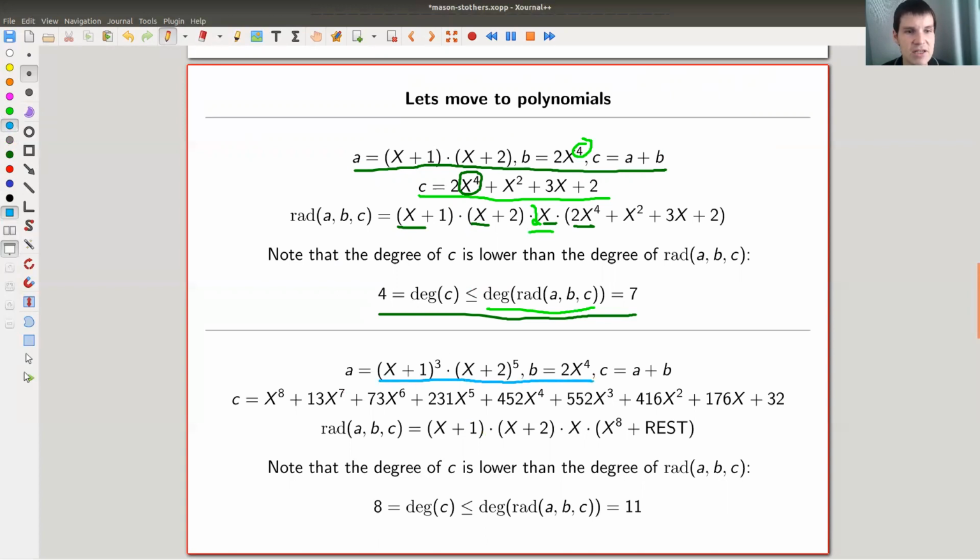The only thing I changed, and of course I have the same typo down here, is I have higher powers in A now, and as you can see, you get rid of them. For the radical, you do the same count.